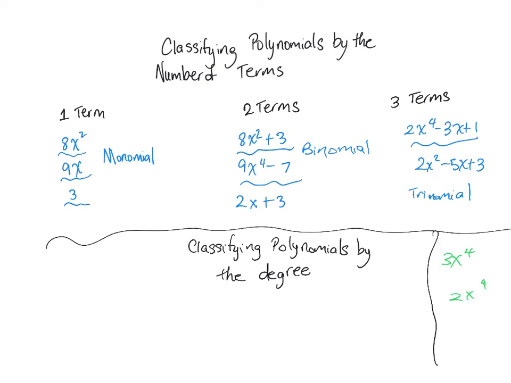So when we are classifying a whole polynomial, not just the term, but the whole polynomial by degree, the degree is the highest exponent. I'll repeat, when classifying a polynomial by degree, the degree is the highest exponent. So for example, we have 3x plus 9x to the fourth plus 5x. We're going to look at each of these variables. We have a variable here, here, and here. The highest exponent is 4, which means the degree of this is 4, because that's the highest exponent.